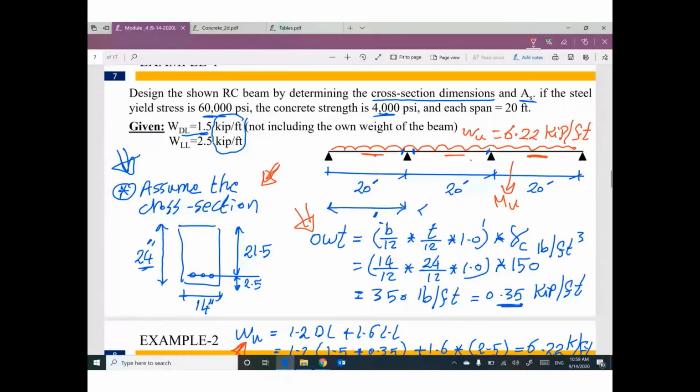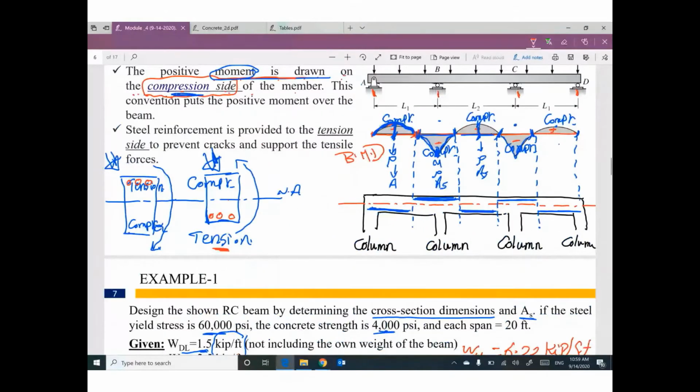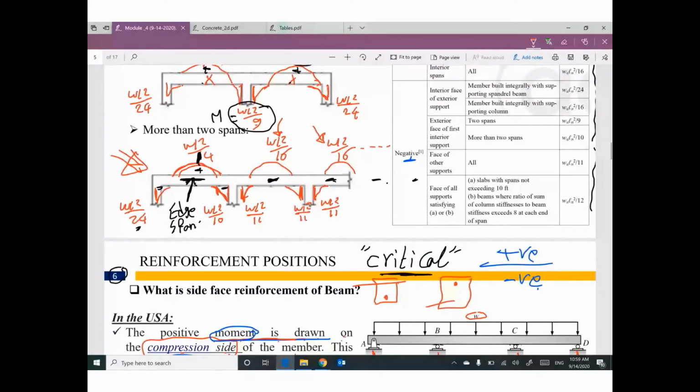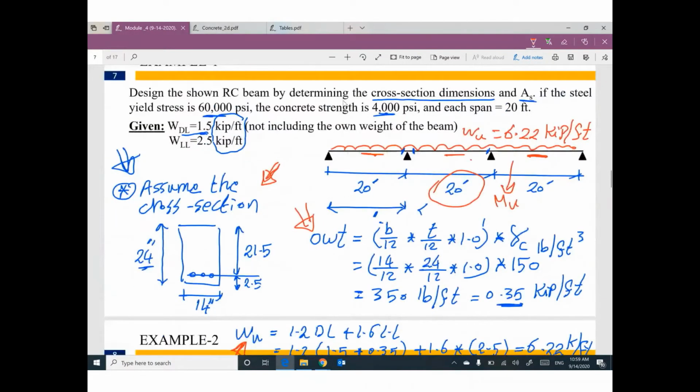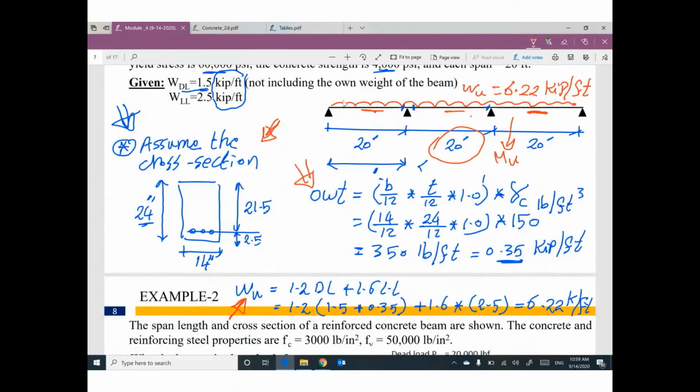So I can complete these diagrams. Once you complete these diagrams, I can figure out the value of M ultimate for each part. From M ultimate, I can figure out rho and then area of steel. I will continue next time. But the last step, we stopped here: we figured out the applied uniform load on the beam. Guys, do you have any question?